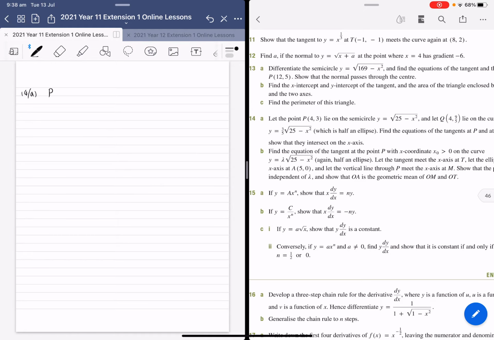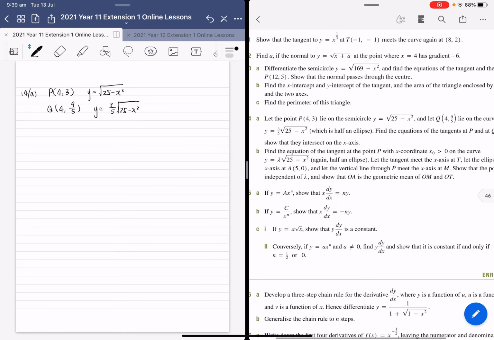So we have a point P, and that point P, (4, 3), is on the semicircle, y is equal to the square root of 25 minus x squared. And then we've got point Q, which is on this curve here, a semi-ellipse or half ellipse. Then we need to find the equation of the tangent at point Q and point P on the, pretty sure on the x-axis.